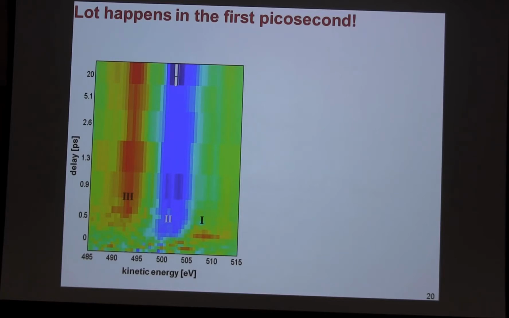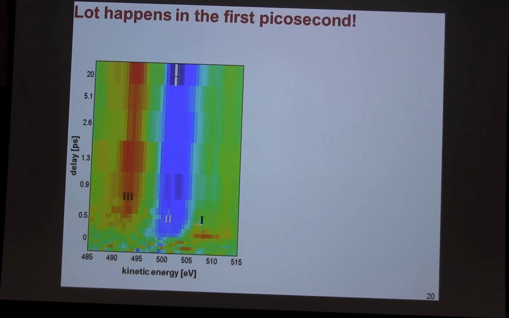So now, on the x-axis is the kinetic energy, on the y-axis is the time delay between UV pump and soft X-ray probe. Please don't misunderstand me, this is not an equidistant axis. We go out to 20 picoseconds here, 5 picoseconds, 2.6. After about 1.3 picoseconds, there's not a lot of transient change anymore. In the beginning here, we have a timing accuracy of 70 femtoseconds, and this is really where most of our important data comes from. So now you see 3 spectral features.